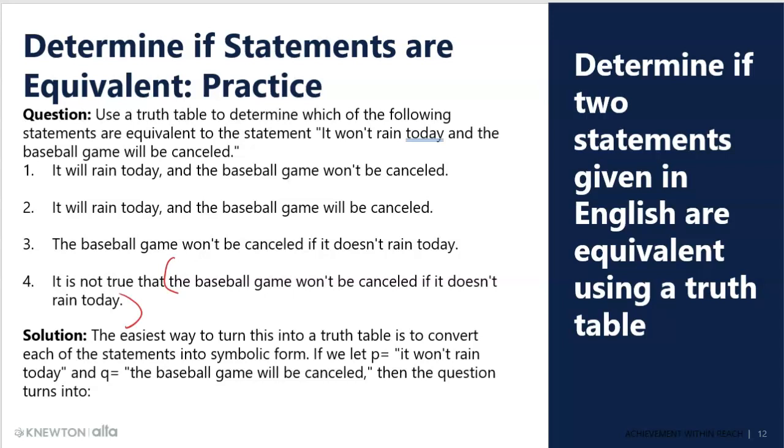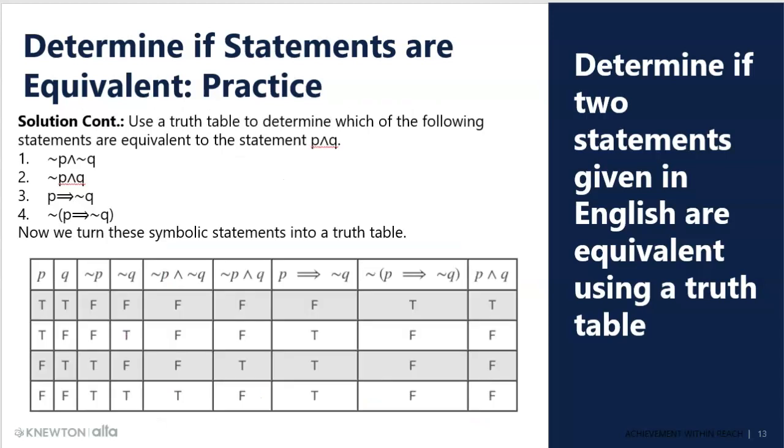So we're going to let P be it won't rain today and Q be the baseball game will be canceled. It will not rain today. So it will rain today. See, I would have made P it will rain today. But they made it it won't. So it will rain today will be not P, because it won't rain today is stated as P. I would have stated P as it will rain today and not P as it won't rain today. But so use a truth table.